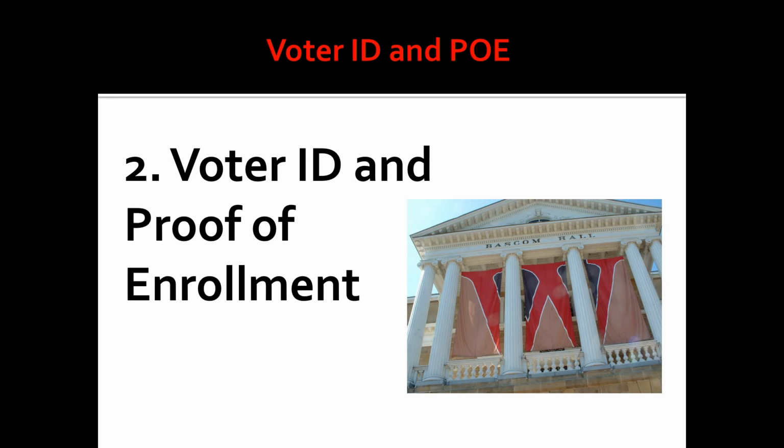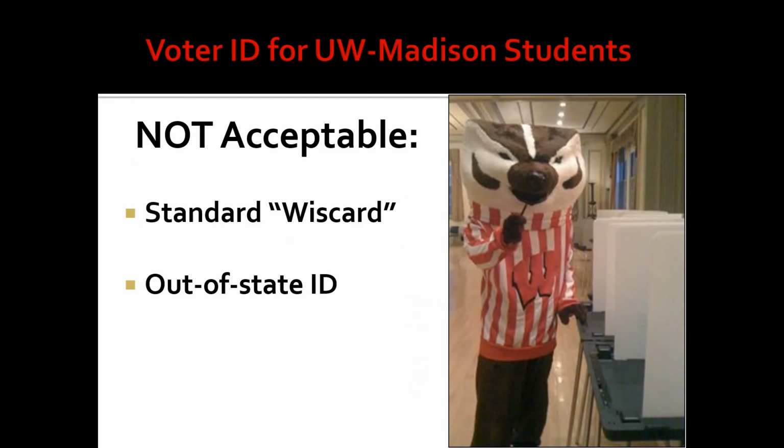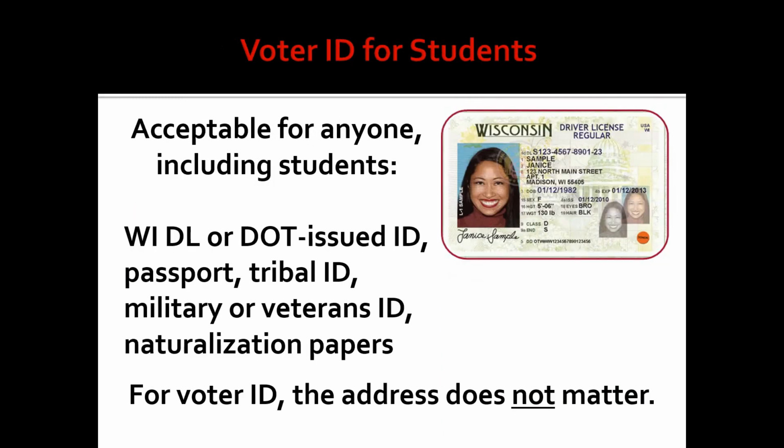Now that the student is registered, let's go over voter ID and proof of enrollment. The standard student WISC card is not acceptable, as it does not meet the specifications in the law. An out-of-state driver license is also not acceptable. Of course, a student can use any of the forms of ID that are acceptable, such as a Wisconsin driver license. For voter ID, the address on any of these does not matter.